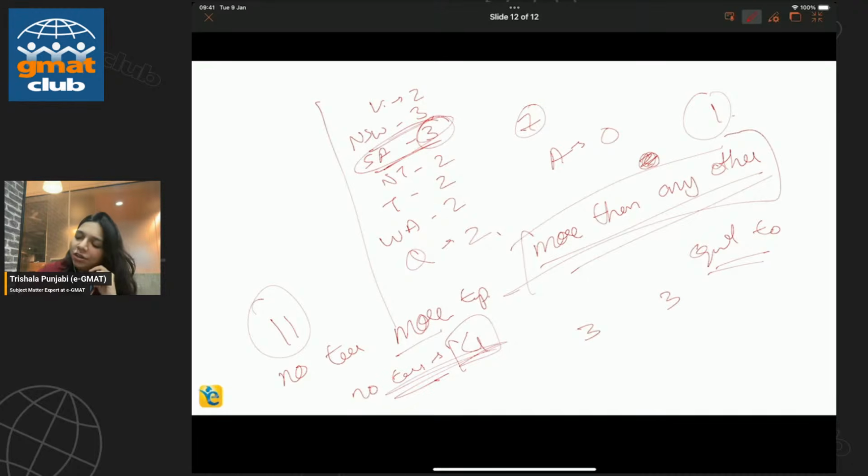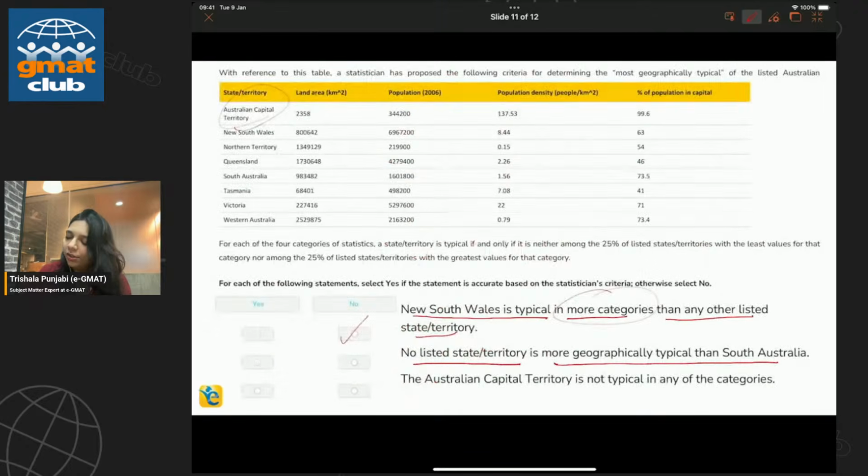But when we are actually putting in mathematical terms, we are able to figure it out. So statement 2 is saying that no territory is more typical. And South Australia already has 3. So basically what this statement is saying is that no territory has 4. Does any territory have 4? No, it doesn't. So this is correct.